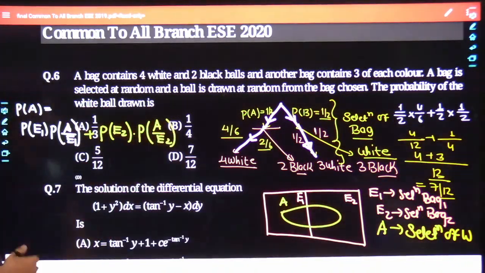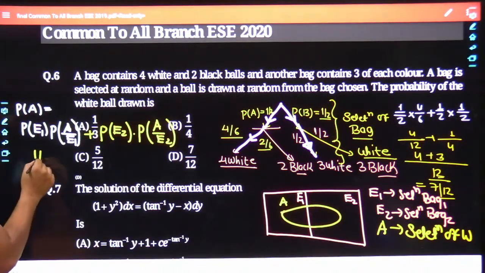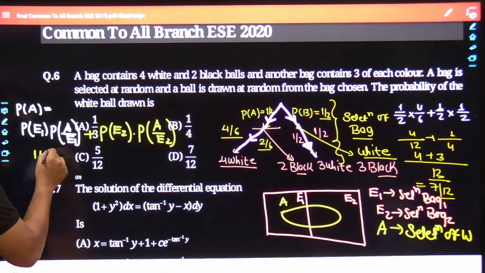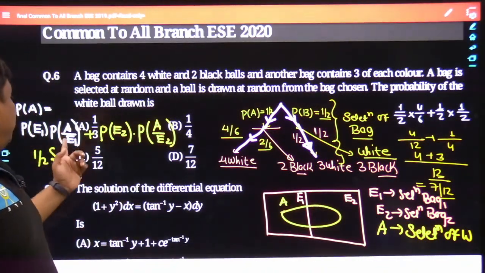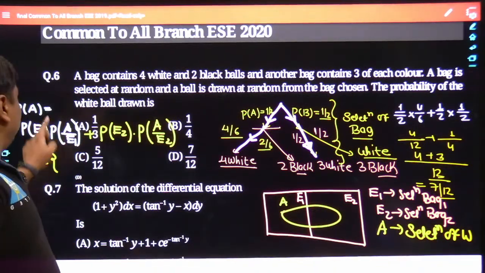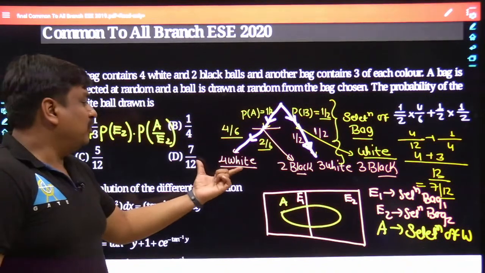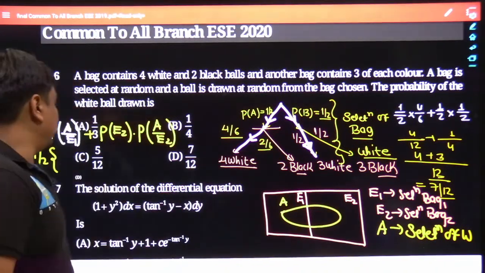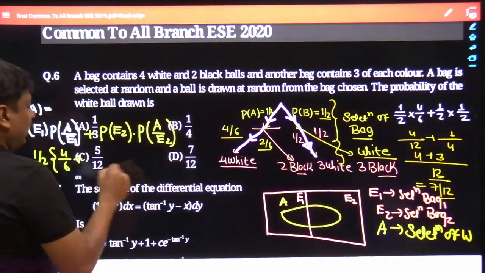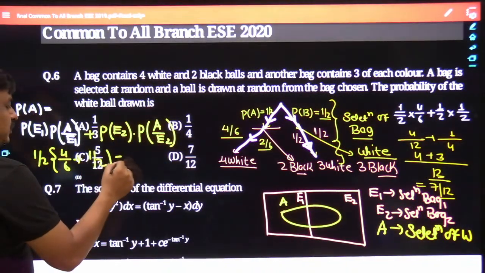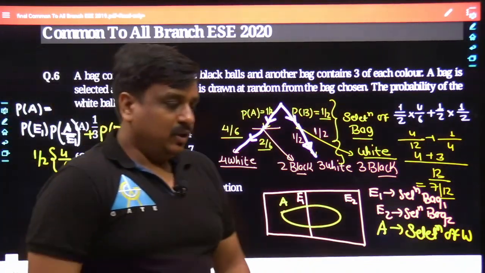What does P of E1 mean? That's nothing but the selection of bag 1, which is simply half. And the value of P of E2 is also half, so why don't we take half common? So we are just left with the P of A by E1. What does that mean? The probability for the selection of a white ball when bag 1 is selected. How many white balls do we have? 4 white balls out of 6 balls. So the factor left out is 4 by 6, and similarly 1 by 2. Again you would be getting the same answer, which is nothing but 7 divided by 12.